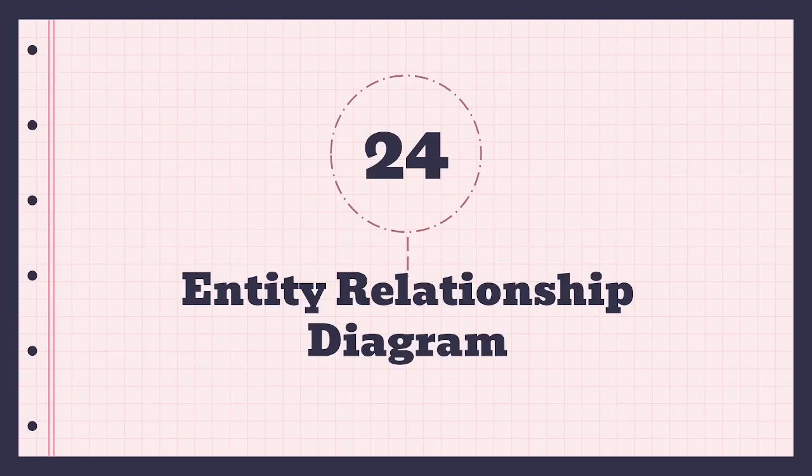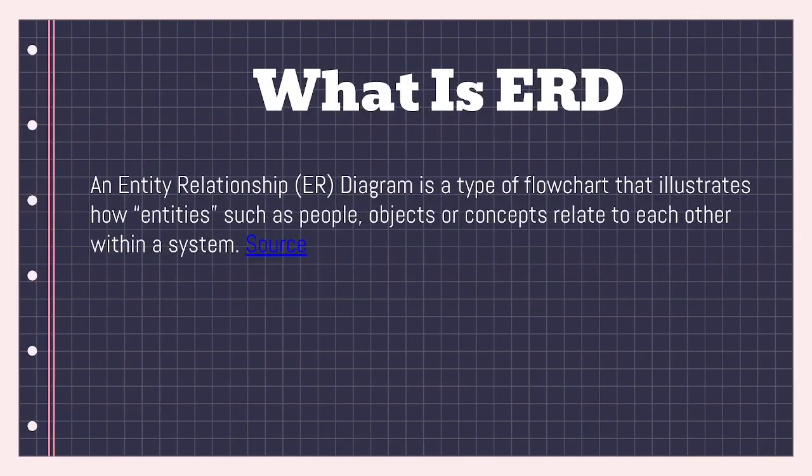We are going to be looking at entity relationship diagrams. So what is an ERD, or entity relationship diagram? An entity relationship diagram is a type of flowchart. You can think of it as a flowchart that illustrates how entities such as people, objects, or concepts relate to each other within a system. I got this definition from lucidchart.com, and you can check that out.